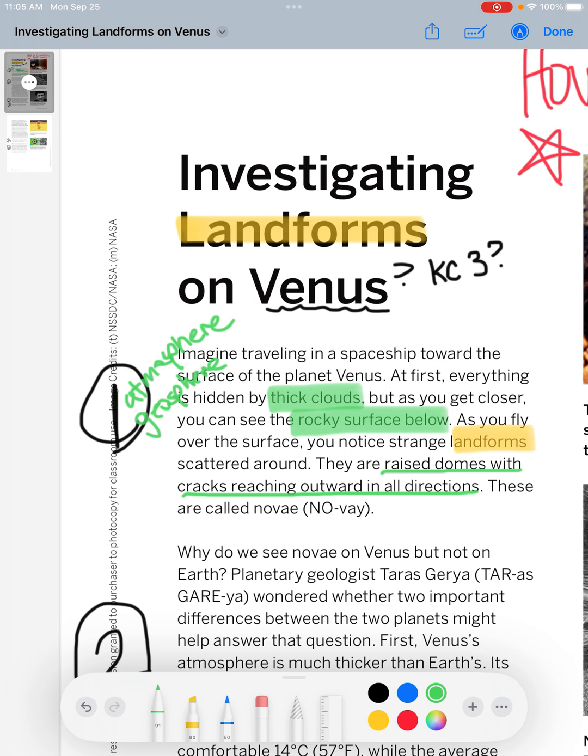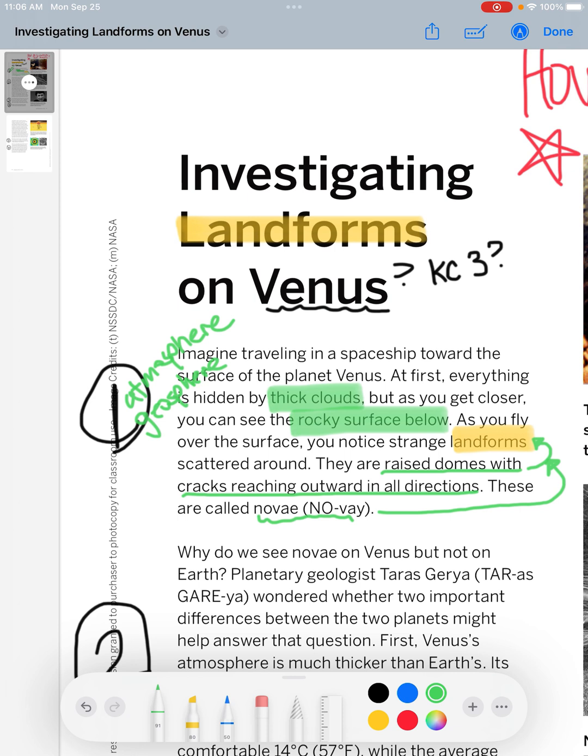I like to underline words rather than highlight sometimes because I still want to know that they're important. But sometimes if you highlight everything, then it gets cluttery for me anyway, and then nothing really looks important. So I just like to underline it instead. And then I'm going to say, this is the landform that we're talking about. The last sentence says, these are called novae. And I'll underline that and say, this is also the landform.